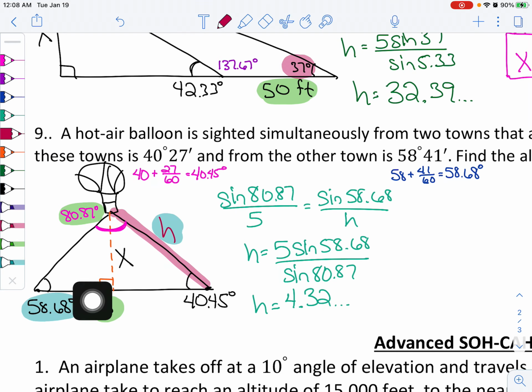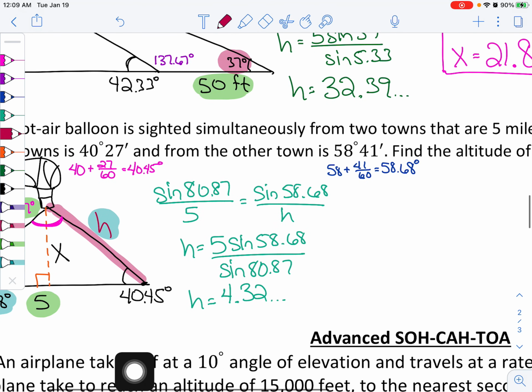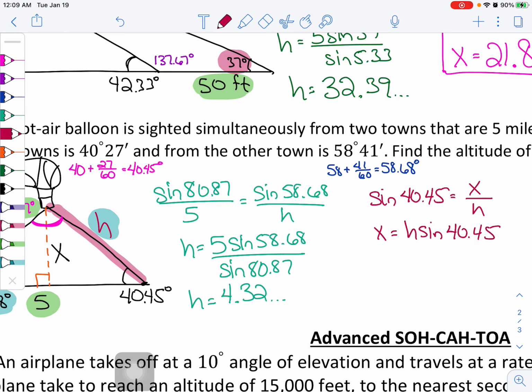So now I can focus on just this right triangle on the right side. So I know this angle is 40.45. The opposite is what I'm looking for, this height, and the hypotenuse is now what I know. So setting up a sine problem, not law of sines, but just sine. So sine of 40.45 is equal to x over h. So x equals h sine of 40.45. Into the calculator it goes.